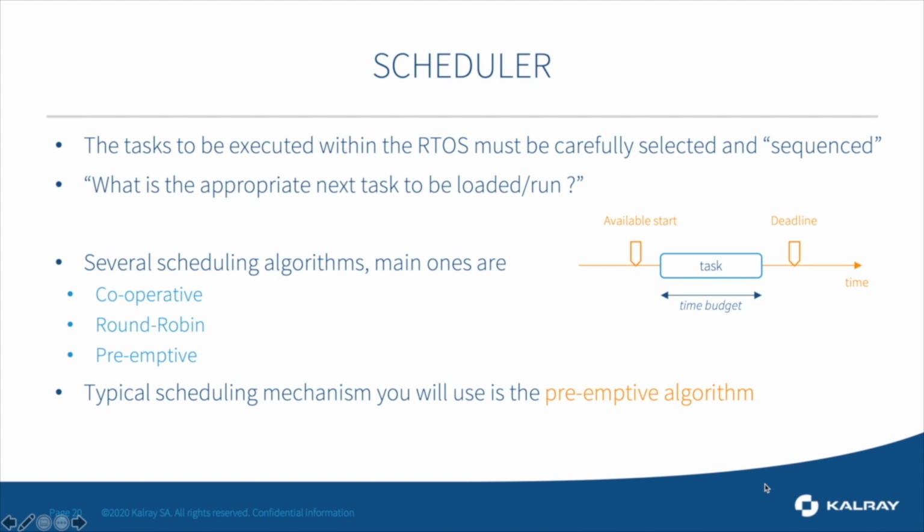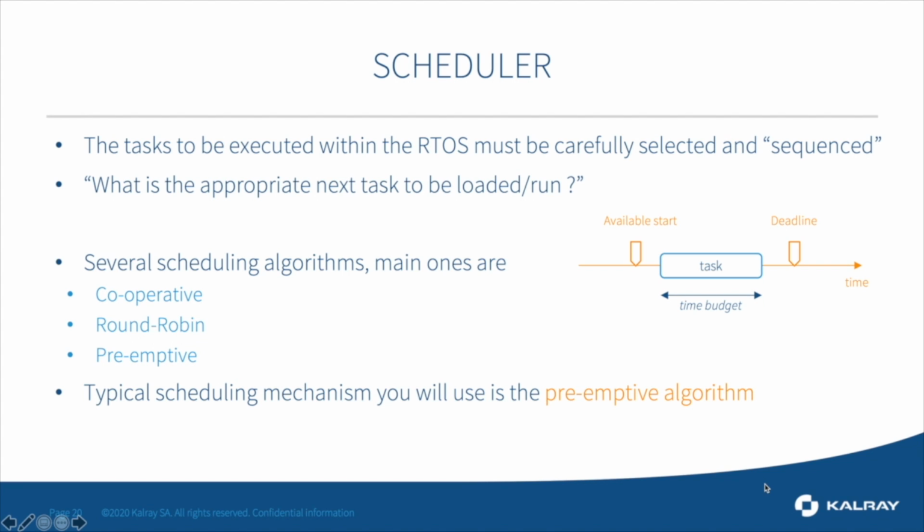To do so, an operating system will help you by providing a scheduler. The RTOS will carefully select and sequence those tasks according to the question: what is the appropriate next task to be loaded, to be run on my CPU? There are algorithms for that, which are configurable. I will give examples of the cooperative scheduling algorithm, the round robin, and the preemptive one.